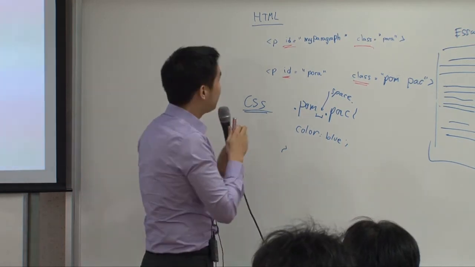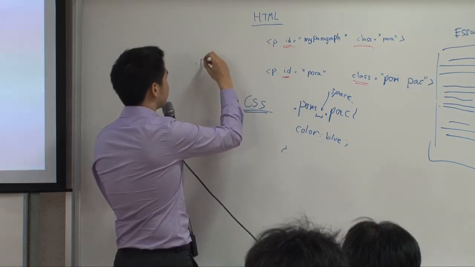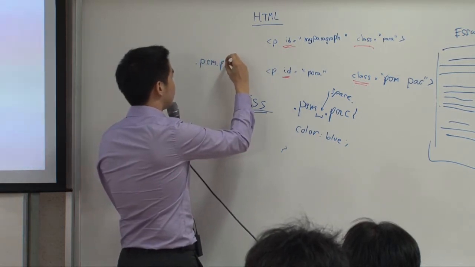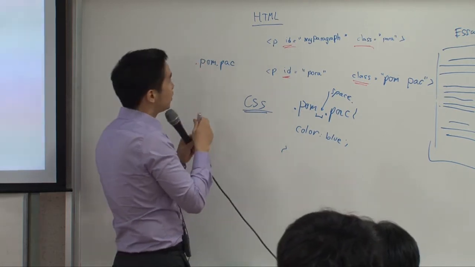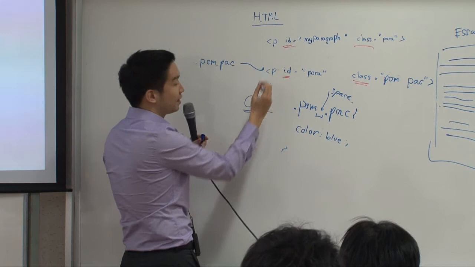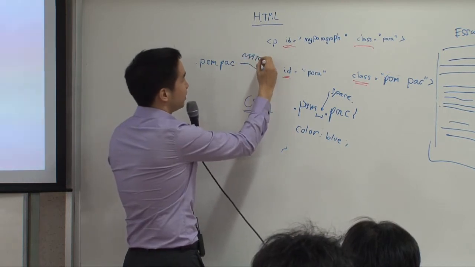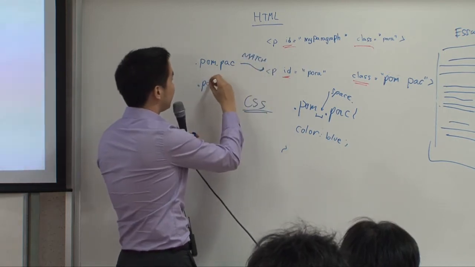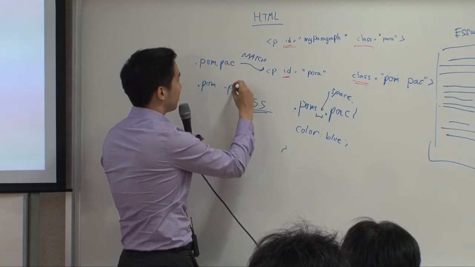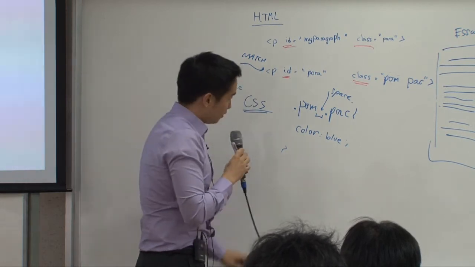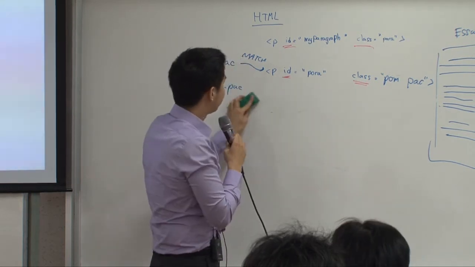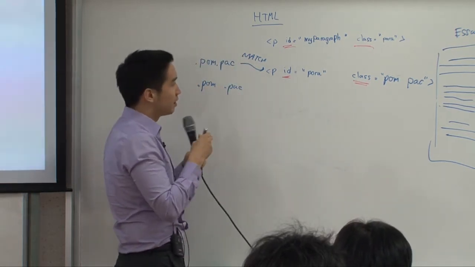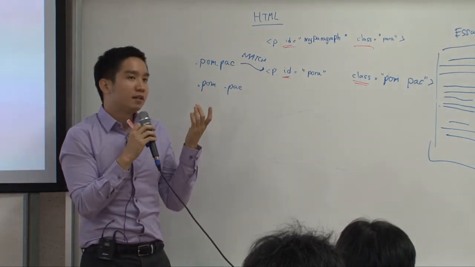So let me write this out. All right, so that's one, right? We know that .pom.pack will match that one. So how would we match something like .pom space .pack? So I'm going to erase this now. Very simple.